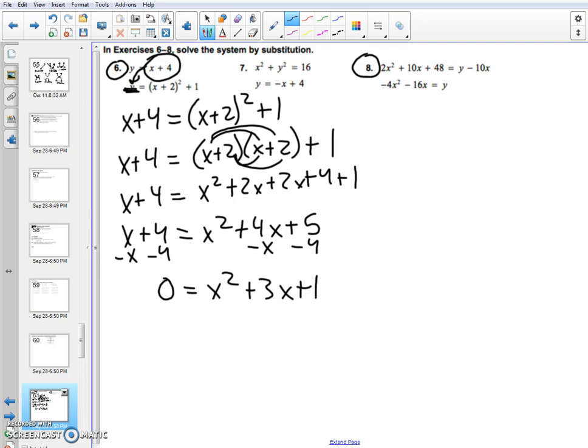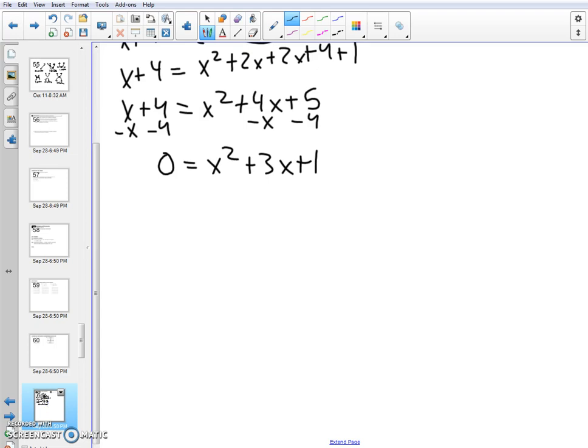So my first choice is to always factor, just because it has the least amount of steps. Once you get it factored, you just set each piece equal to 0. But I'm looking at this here. There's no way that I'm going to be able to factor this. The only thing that would multiply to be 1 is 1 and 1. And there's no way those are ever going to combine to give me 3. So I would want to think about something like completing the square or using the quadratic formula.